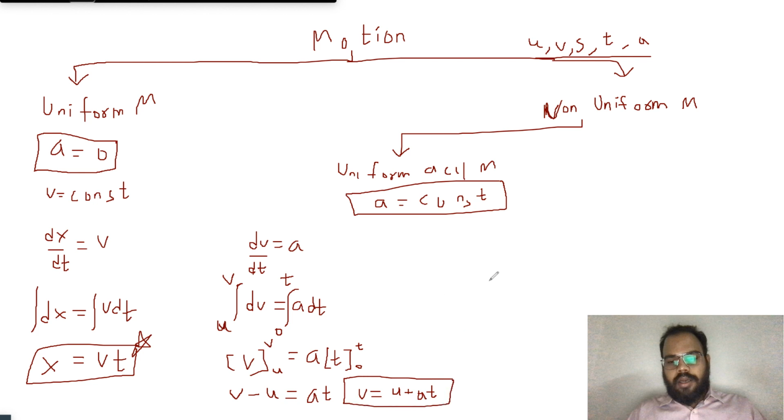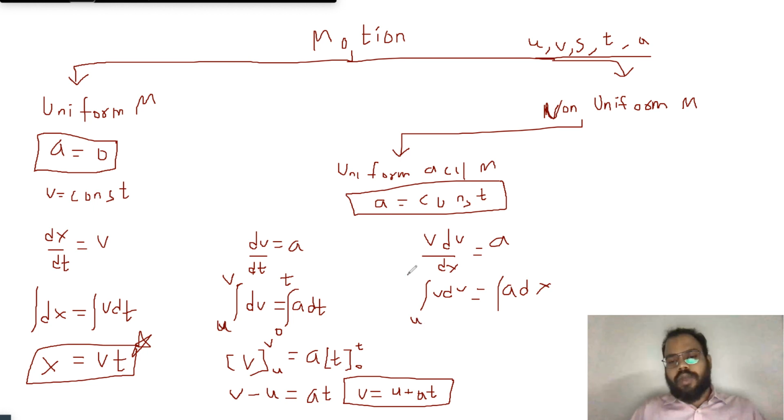For the second equation, I told you we have one more term to describe a, that is I can also write acceleration as v dv upon dx. So if v dv by dx is equal to a, I'll take the dx term to this side, so I'm left with v dv is equal to a dx, and then I'll integrate on both sides. So velocity limits I'll put from u to v, and displacement limits I'll put from 0 to x. Since acceleration is constant, this will jump out of integration.